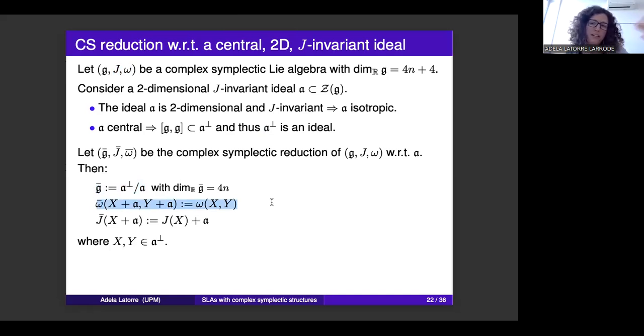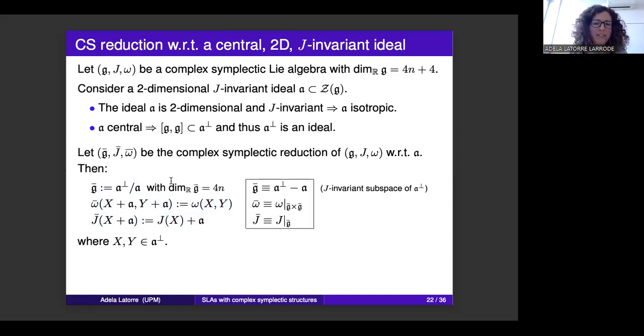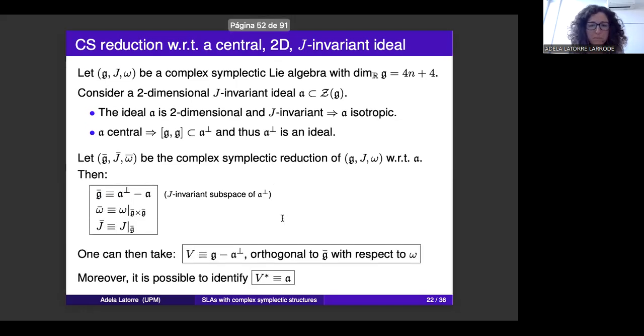and the new structure is this complex structure, which is defined in the natural way on the quotient. But then we can identify this G bar with the complement of A inside the symplectic orthogonal, then this induced symplectic structure is just the restriction of the initial symplectic structure to this space. And the same happens for the complex structure.